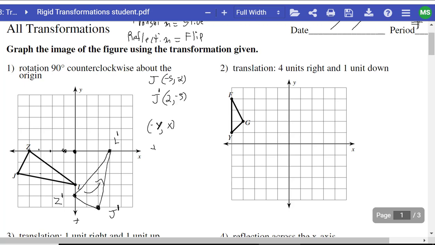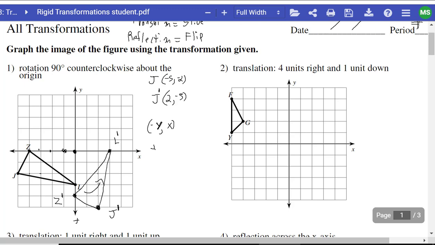We have our J was -5, -2, and then J prime becomes 2, -5. Now, there is a rule for 90, 180, 270, or 90 degrees clockwise. So for 90 degrees counterclockwise, you're going to take the X value and move it over, so this -5 for the J now becomes the new Y value, and the old Y is going to be times -1. Or, turn your head and see it that way.